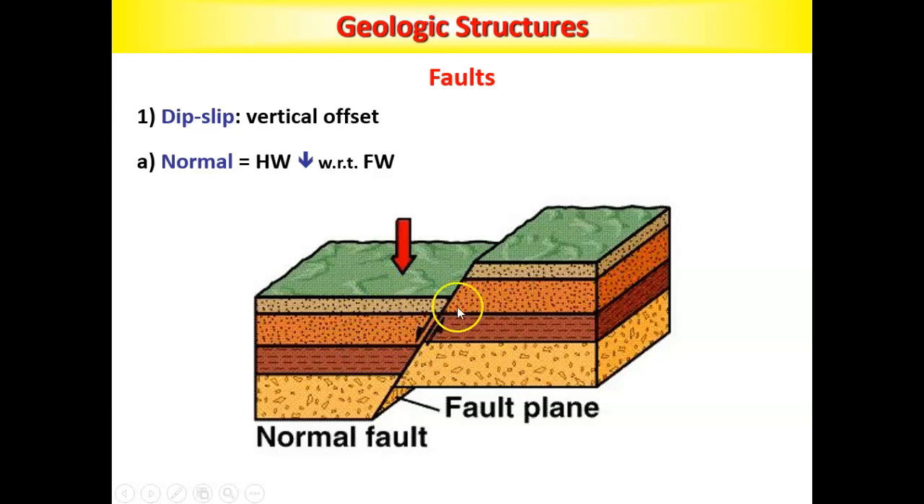If these layers were connected, it went down. Moving down is a normal fault. So sometimes for me, visually, when I look at a side view, the way that we can identify these is we need a cross-sectional view, a side view.